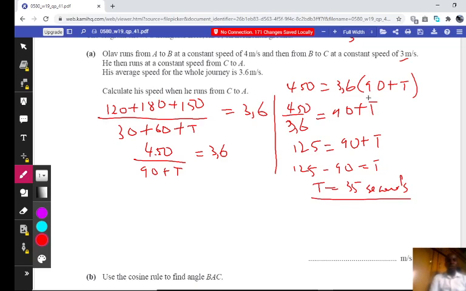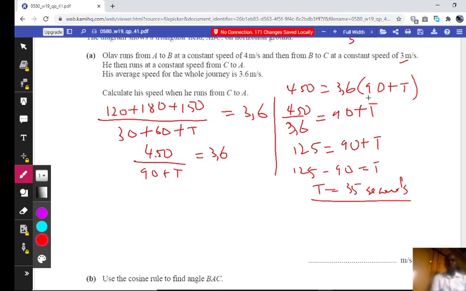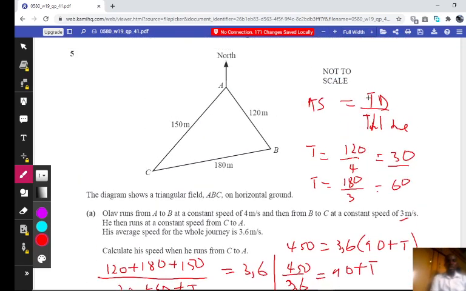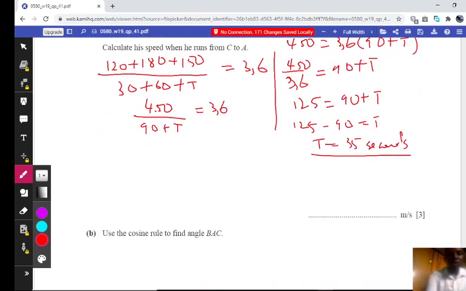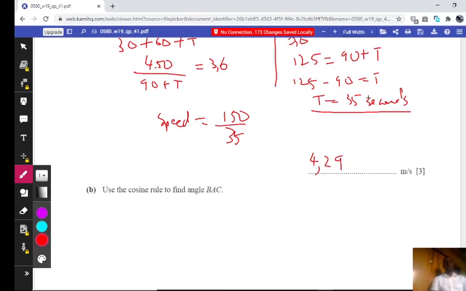So speed, you say distance over time. So what is the distance on the final part? It's 150 meters, then time 35. So you say speed is equal to 150 over 35. So 150 divided by 35, what do you get? 4.29. Let's just say 4.29 to three significant figures. 4.29 meters per second. Then you're done.